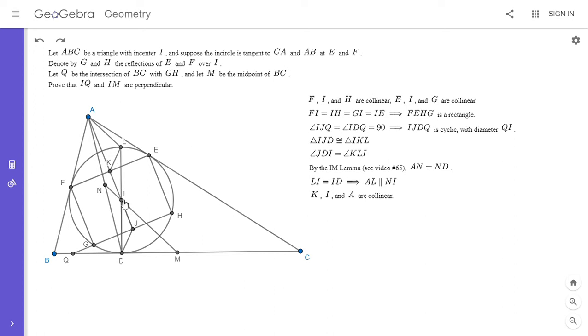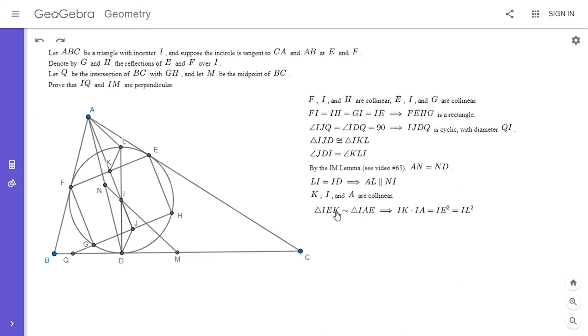With some work, you can show that's the same as showing that IK times IA is equal to IL squared. But IK times IA is equal to IE squared. That's true because IEA is a right triangle, and K is the foot of the altitude from E to AI. And whenever we have that situation, then we have that IK times IA is equal to IE squared.